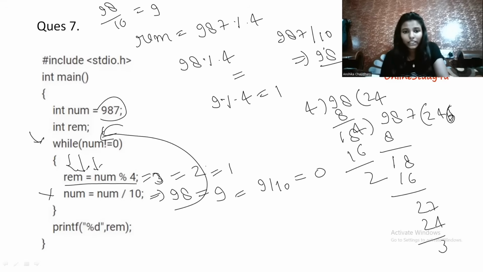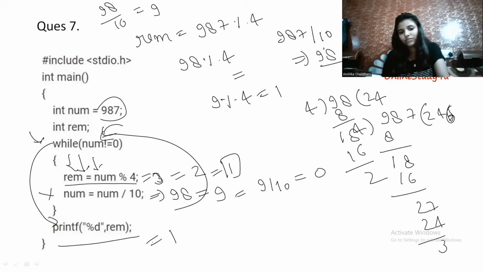Again we will check the condition. So 0 is not equal to 0, so the condition fails, and the control will come out of the while loop, and this will print the remainder. So the updated value of remainder is 1, so the answer will become 1.